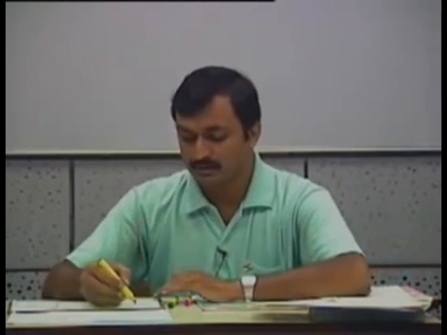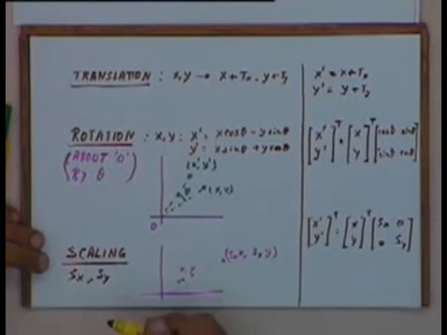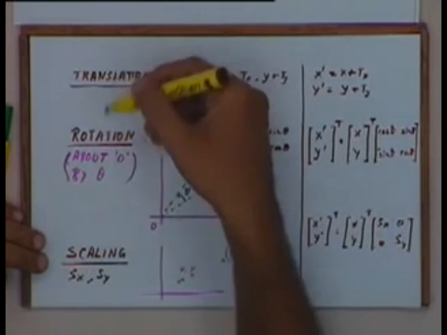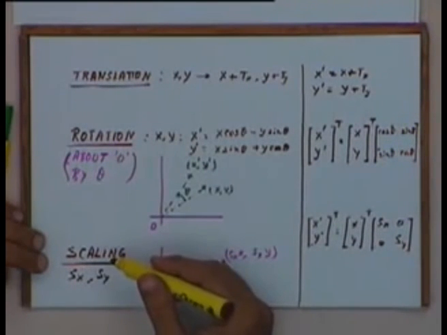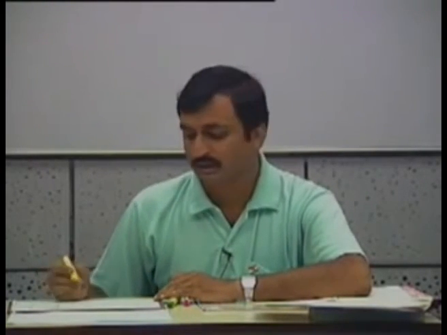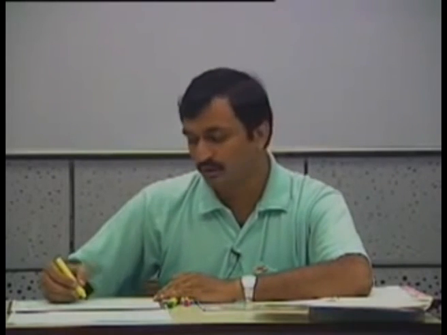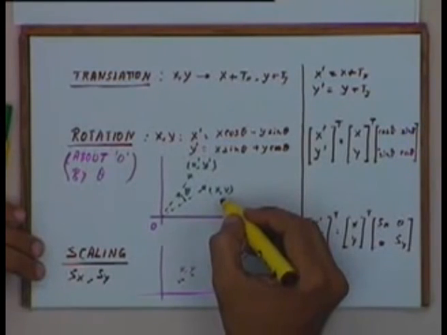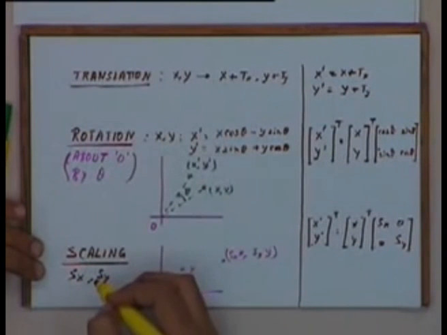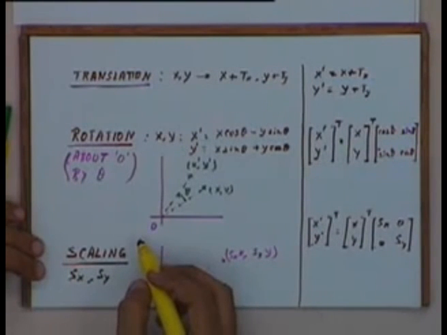Now, by using a combination of these three transformations, we can get any other type of transformation. By using a combination of translation, rotation and scaling, we will be able to get reflections, we will be able to get rotation about an arbitrary point. We need not always rotate about the origin, we can rotate about an arbitrary point. Using a combination of these three, we will be able to get any arbitrary transformation. We will see how we can combine the transformations in the next class.